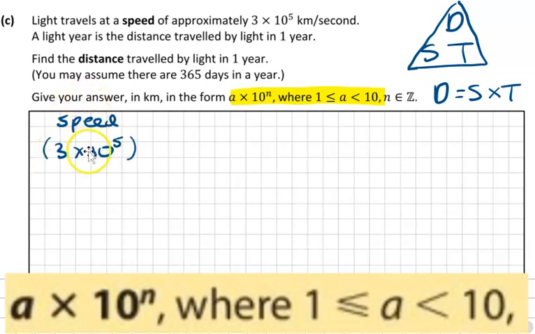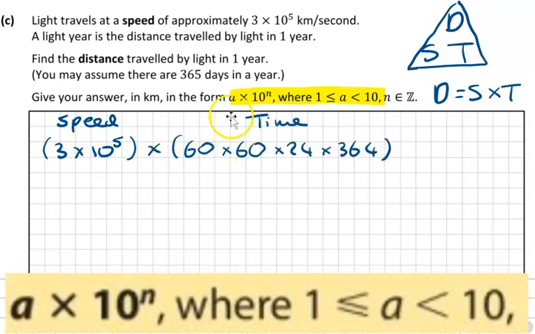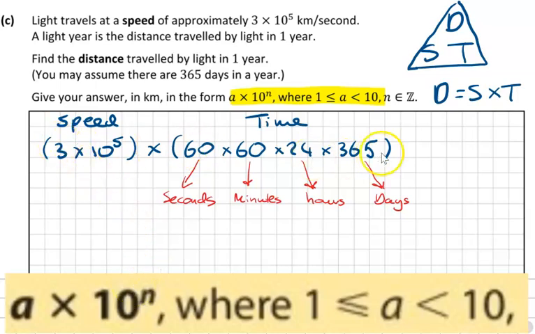So we start with the speed, 3 times 10 to the power of 5, and we're going to multiply that by the time. So it's going to be times 60, times 60, times 24, times 365. There's 60 seconds in a minute, 60 minutes in an hour, 24 hours in a day, 365 days in a year. So you can literally just stick this into the calculator and get your answer.